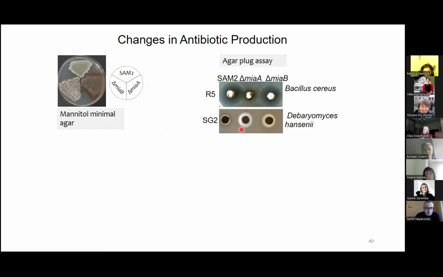And again, here you can see the opposite picture. The wild type shows almost no production of something that could kill fungi, so these fungi grow close to the agar plaque. And here you can see this transparent zone, because our mutant can produce some antibiotics that kill fungi.